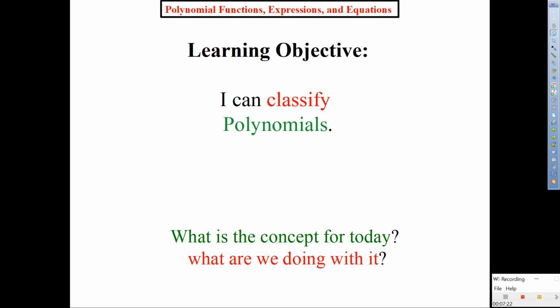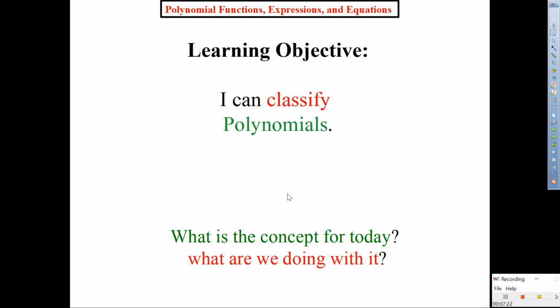Our objective for today, I can classify polynomials. Tell your neighbor the concept for today. What is the concept for today? Yeah, polynomials. We know the concept. What are we going to do? Classify. What does that mean, Mr. Q? In parentheses, just write name. Write the word name. That's what classification means. We're going to give it a name. We're going to be giving polynomials a name. So let's start with the definition for polynomials.